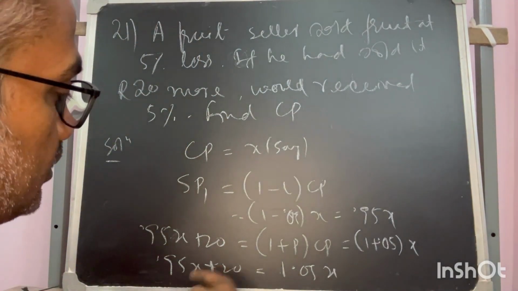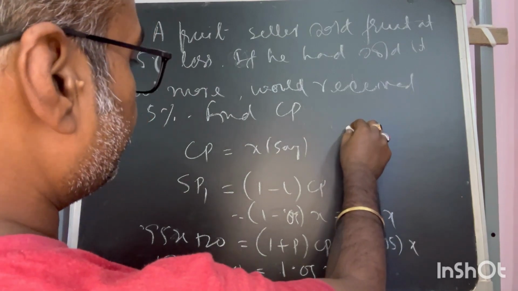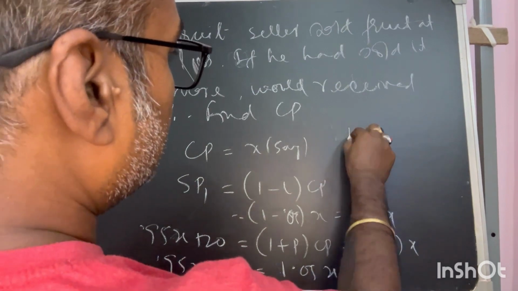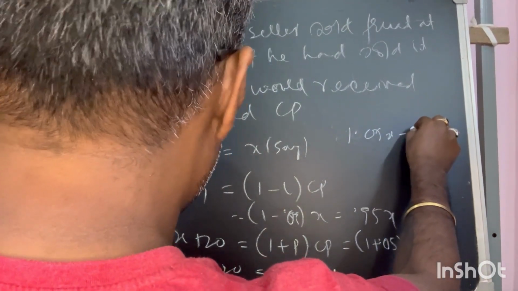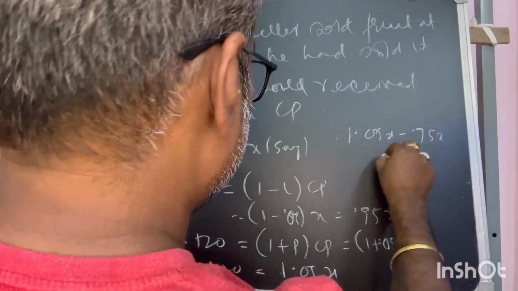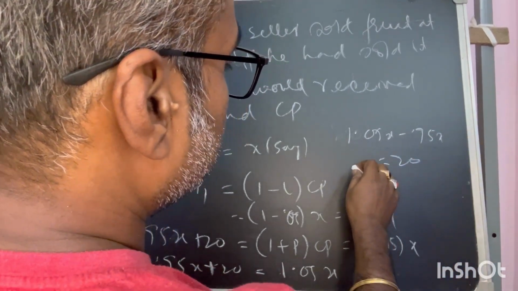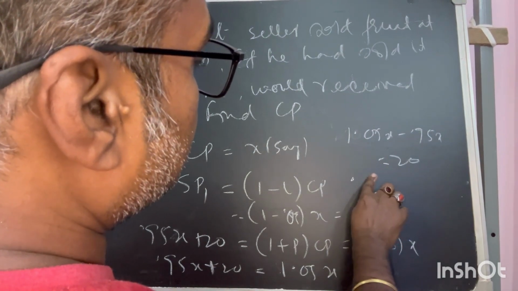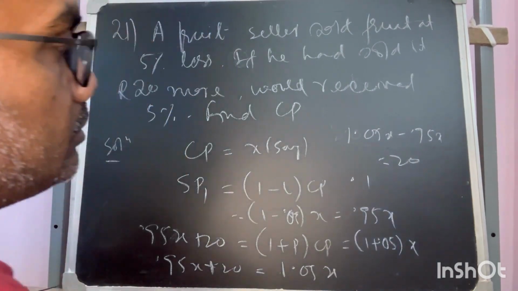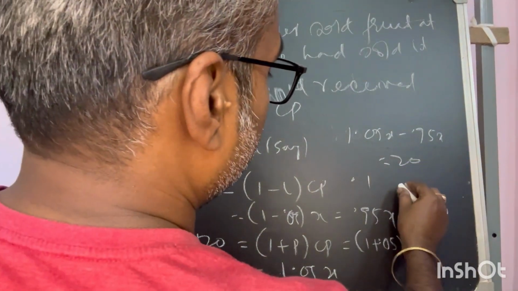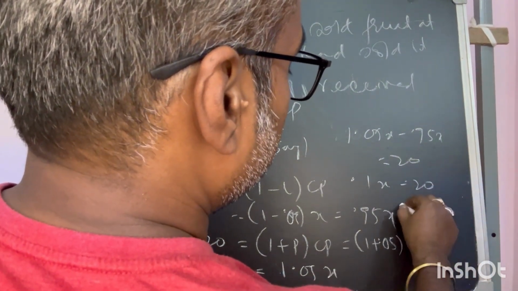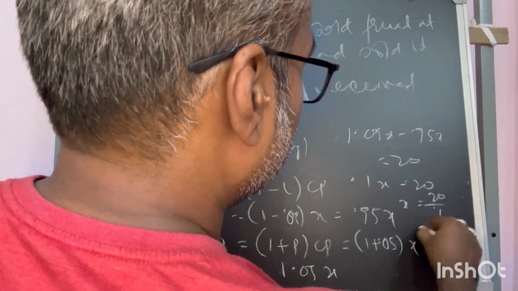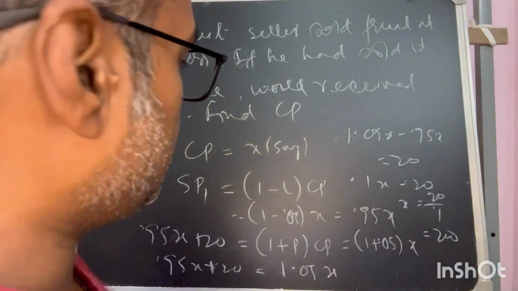So if I bring it to this side, that will be 1.05X minus 0.95X is equal to 20. So how much is this? This is 0.1, exactly 0.1, no? Yes, 0.1X is equal to 20. So X is equal to 20 upon 0.1, that means is equal to 200. So the cost price is 200.